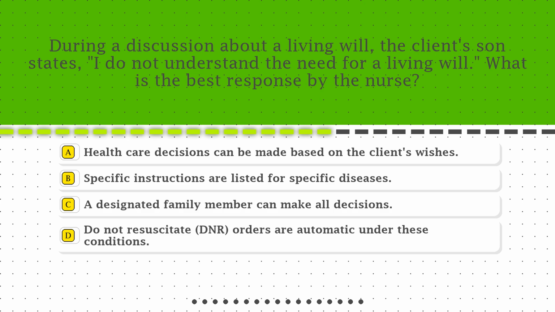Option A. Healthcare decisions can be made based on the client's wishes. Option B. Specific instructions are listed for specific diseases. Option C. A designated family member can make all decisions. Option D. Do not resuscitate, DNR, orders are automatic under these conditions.